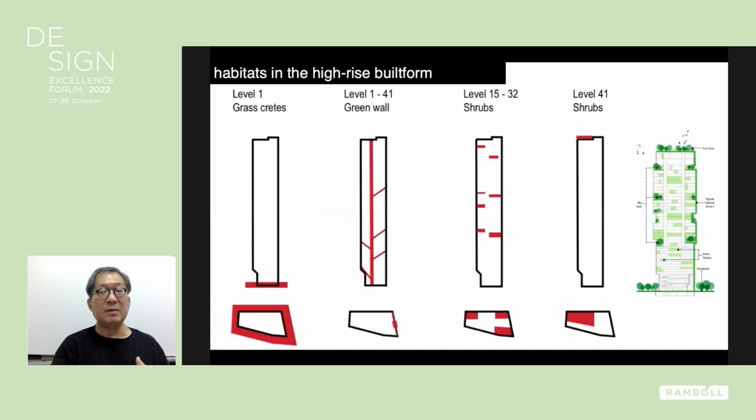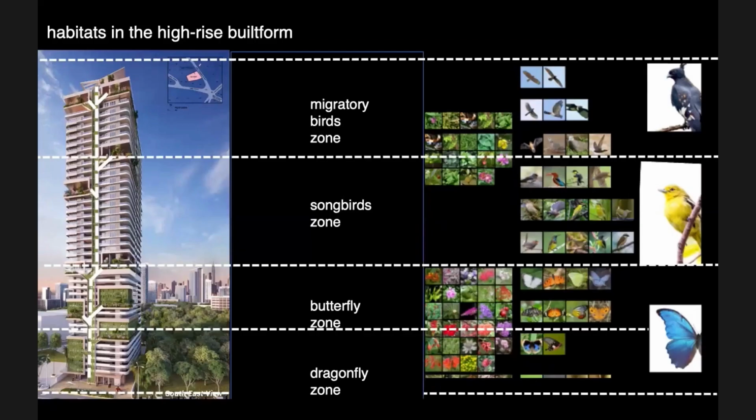These are the habitats we created in the site on the ground, in the face of the building, in terraces, in the roof, and so forth. And so the idea was to attract butterflies and dragonflies at the low part of the building, and then near the low part would be the butterflies.